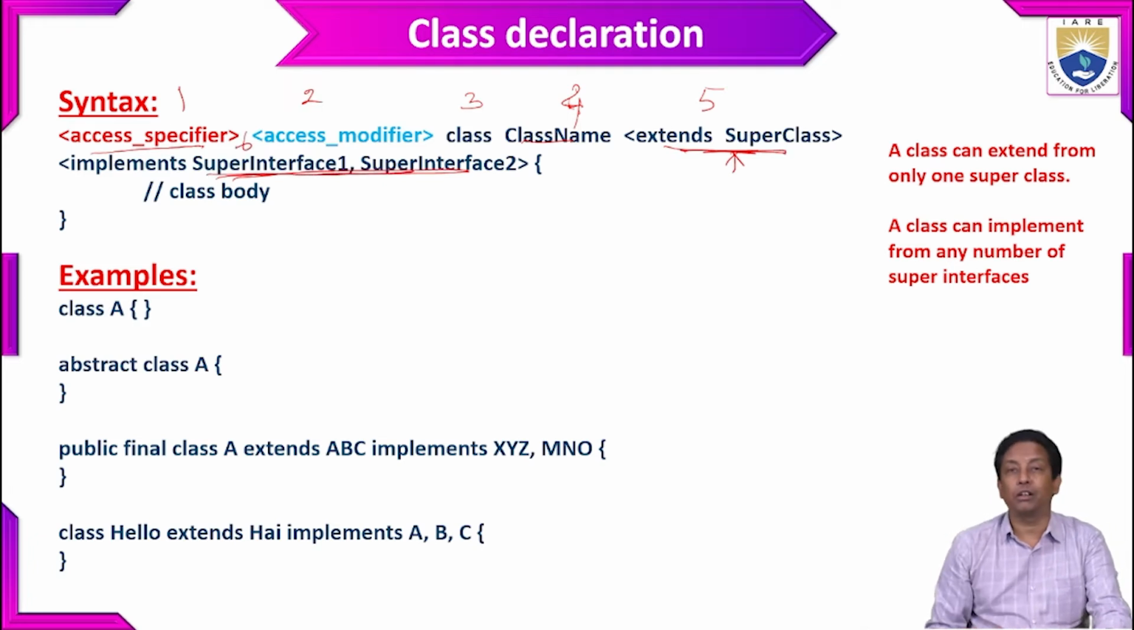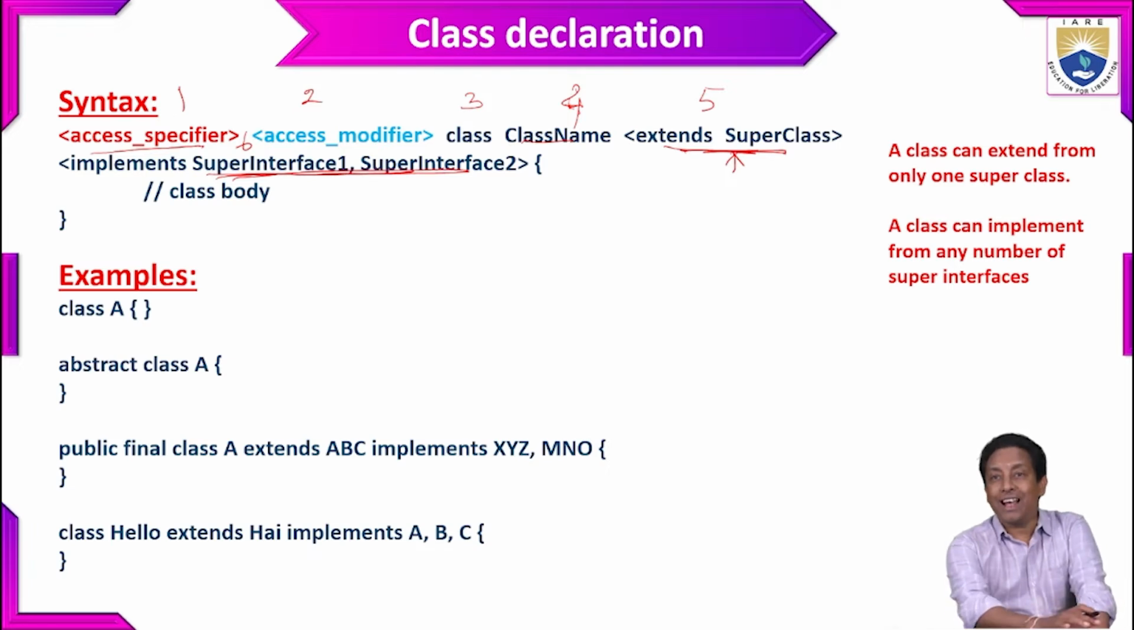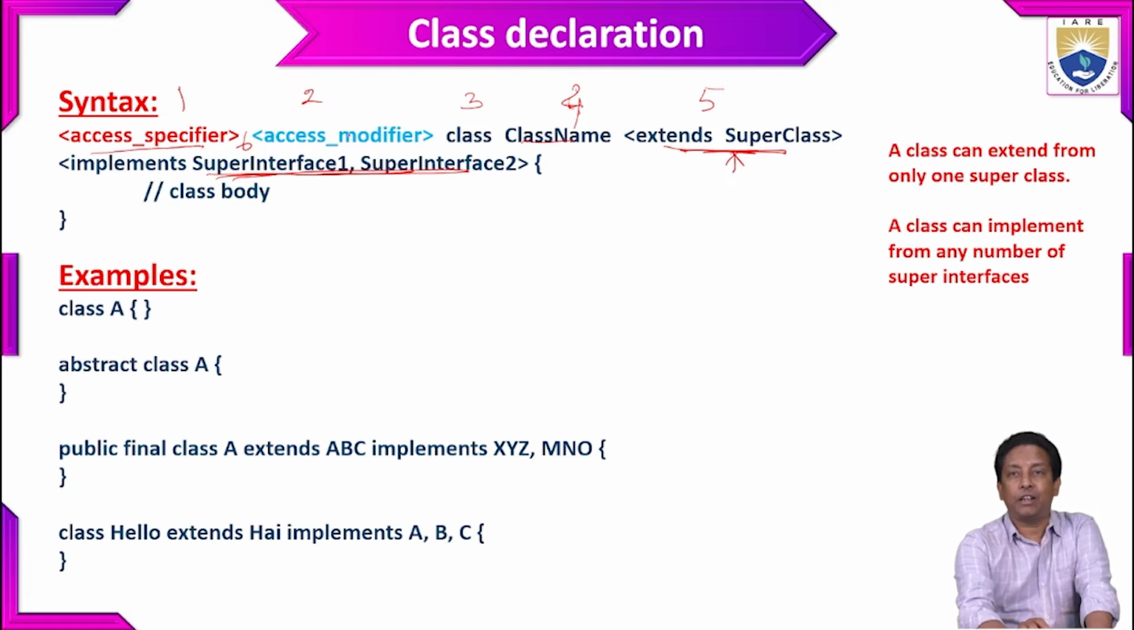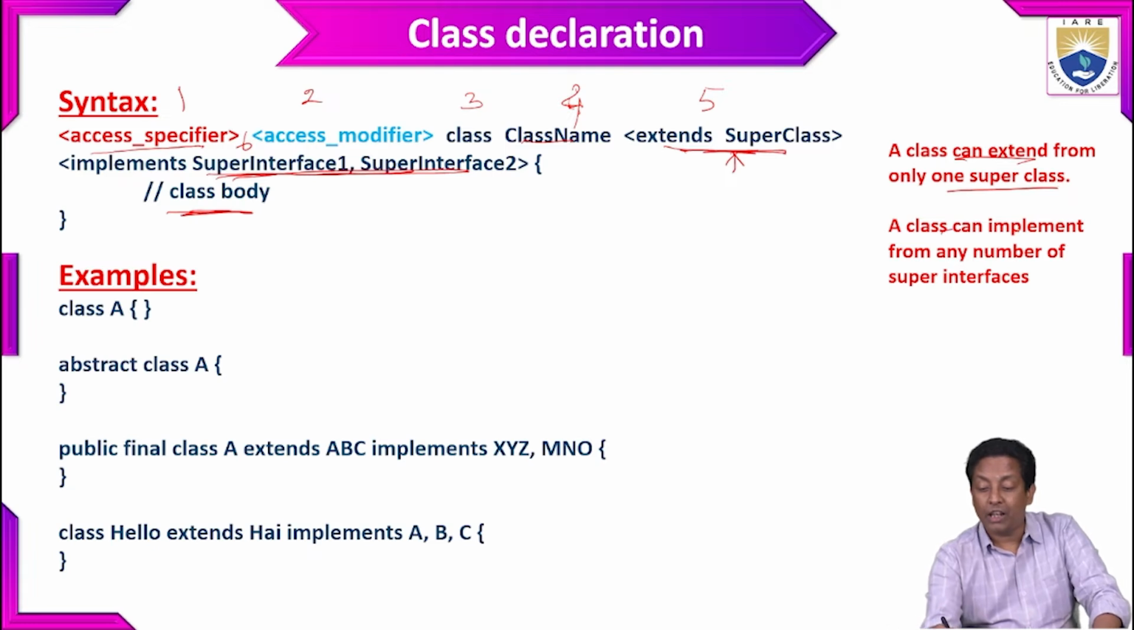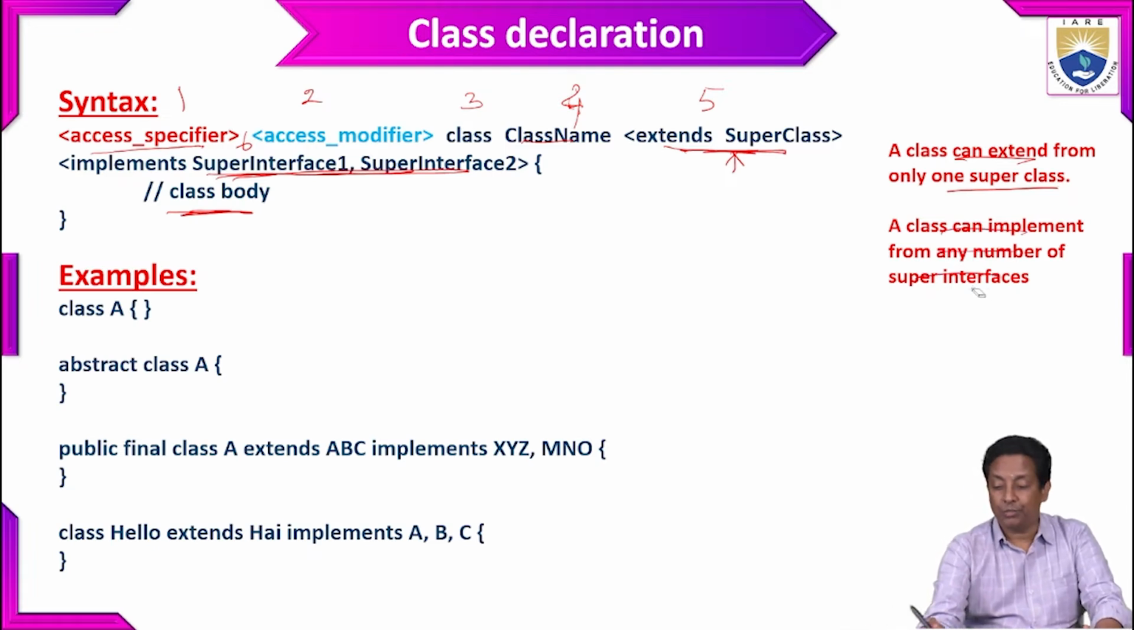And this is the 6th point. A class declaration syntax is divided into 6 parts: access specifier, access modifier, class keyword, class name, extends superclass, implements super interfaces. Curly braces open and close. Inside that, we write the class body. Inside the class body, what will we write? We'll declare variables, we'll implement constructors, we'll implement methods. That's all. A class can extend from only one superclass. A class can implement any number of super interfaces.